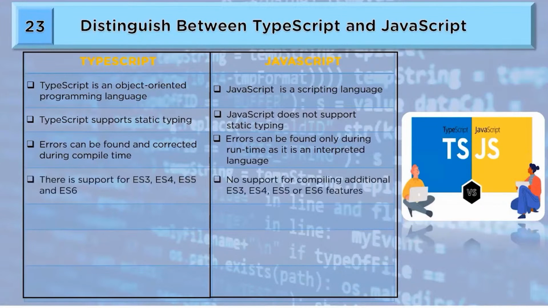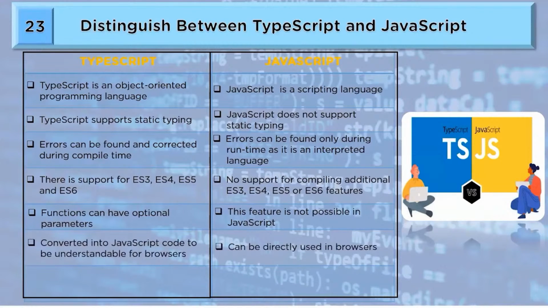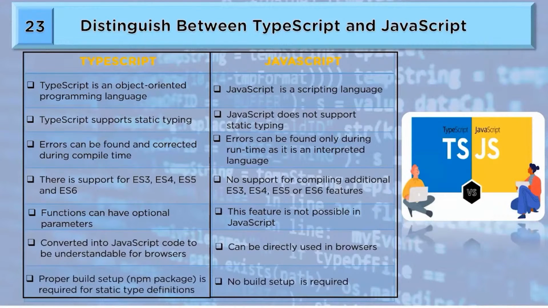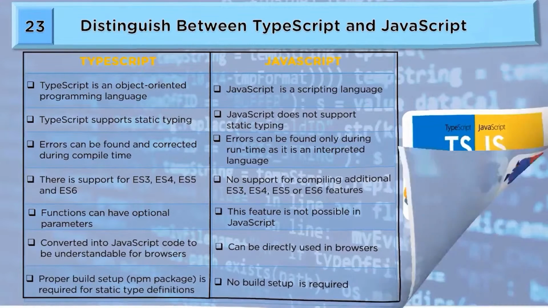There is support for ES3, ES4, 5, and 6 in TypeScript, whereas in JavaScript, there is no support for compiling. In TypeScript, functions can have optional parameters, whereas in JavaScript, this is not possible. TypeScript is converted into JavaScript code to be understandable for browsers. JavaScript can be directly used in browsers. TypeScript has a proper build setup, and node package manager is required for static type definitions. No build setup is required in JavaScript.